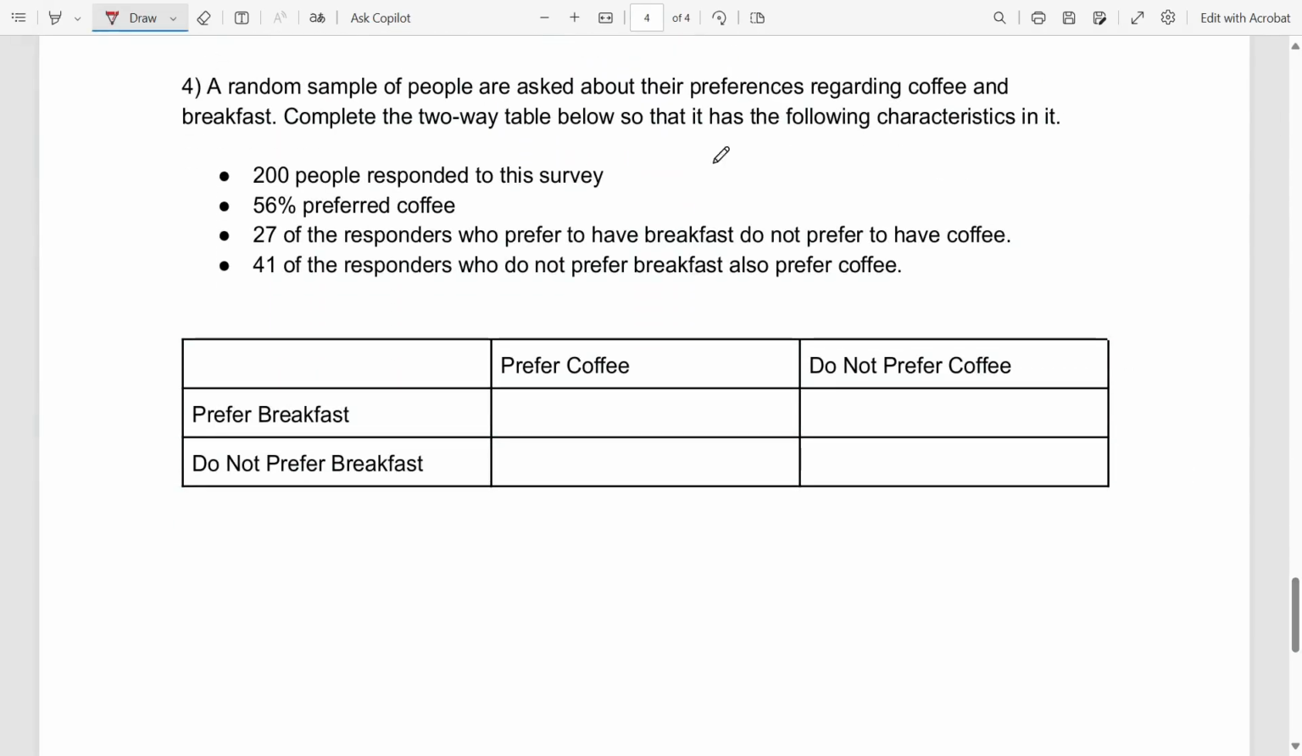All right, so a random sample of people are asked about their preferences regarding coffee and breakfast. Complete the two-way table below so that it has the following characteristics in it. So 200 people responded to the survey. So what I'm going to do here is I'm going to extend this just to help myself. So total here, and we'll do total here. And we'll extend this, and that'll allow us to fill this out a lot easier. So the total is 200.